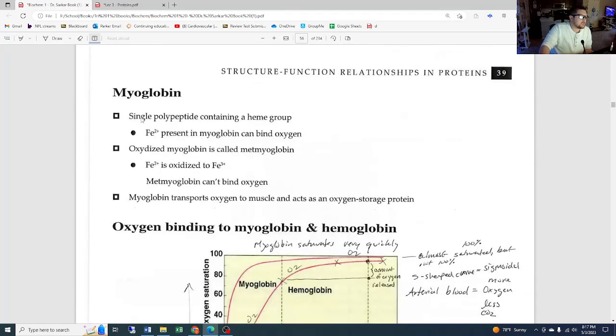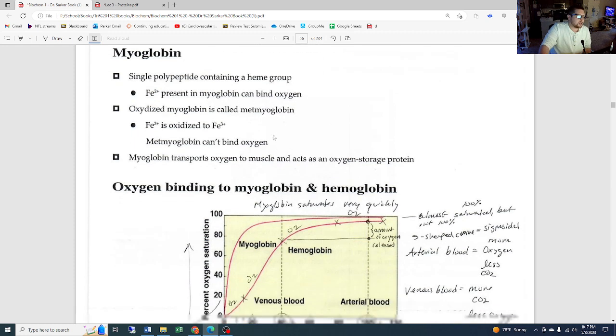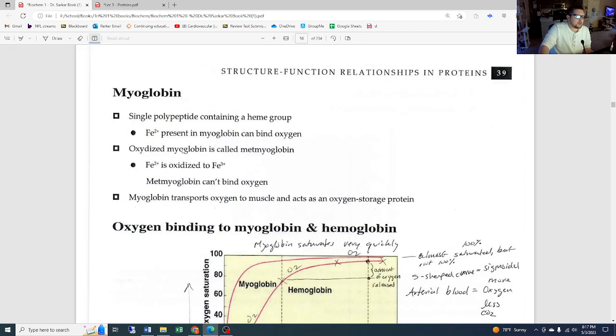Myoglobin is a single peptide containing a heme group. This iron is present in myoglobin. Iron present in myoglobin can bind oxygen. Oxidized myoglobin is called metmyoglobin. This is just, again, some vocab for you.